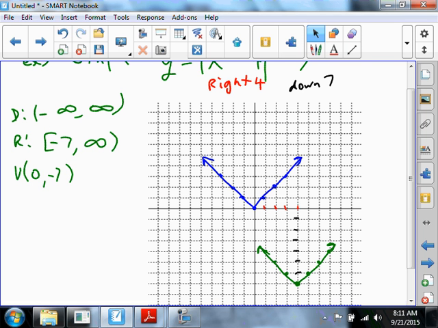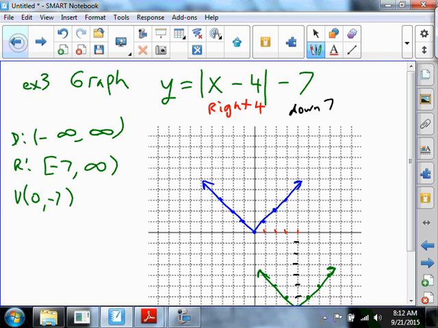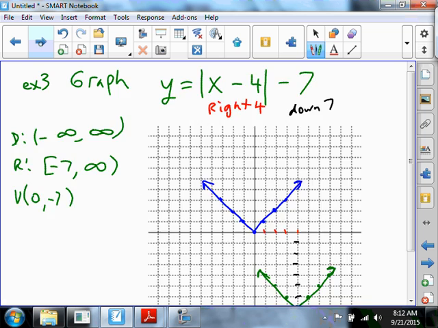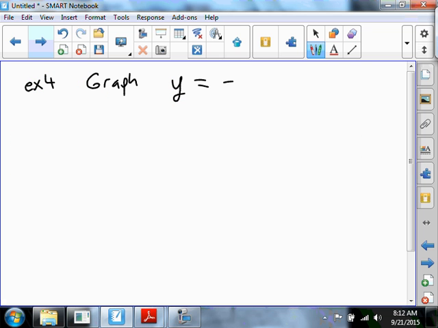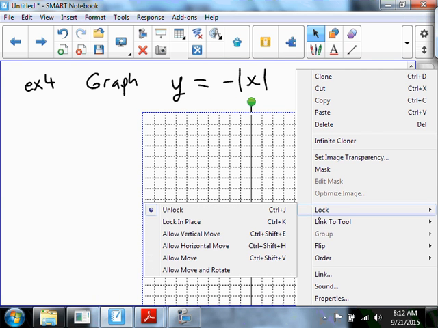So now that we learned to link 2 tricks together on our skateboard, we're going to learn a new trick. And we're not going to link it together with these other ones yet, but we will before it's all said and done. So example 4, time to learn a new trick. This time we're going to graph y equals negative the absolute value of x. Y equals negative the absolute value of x.